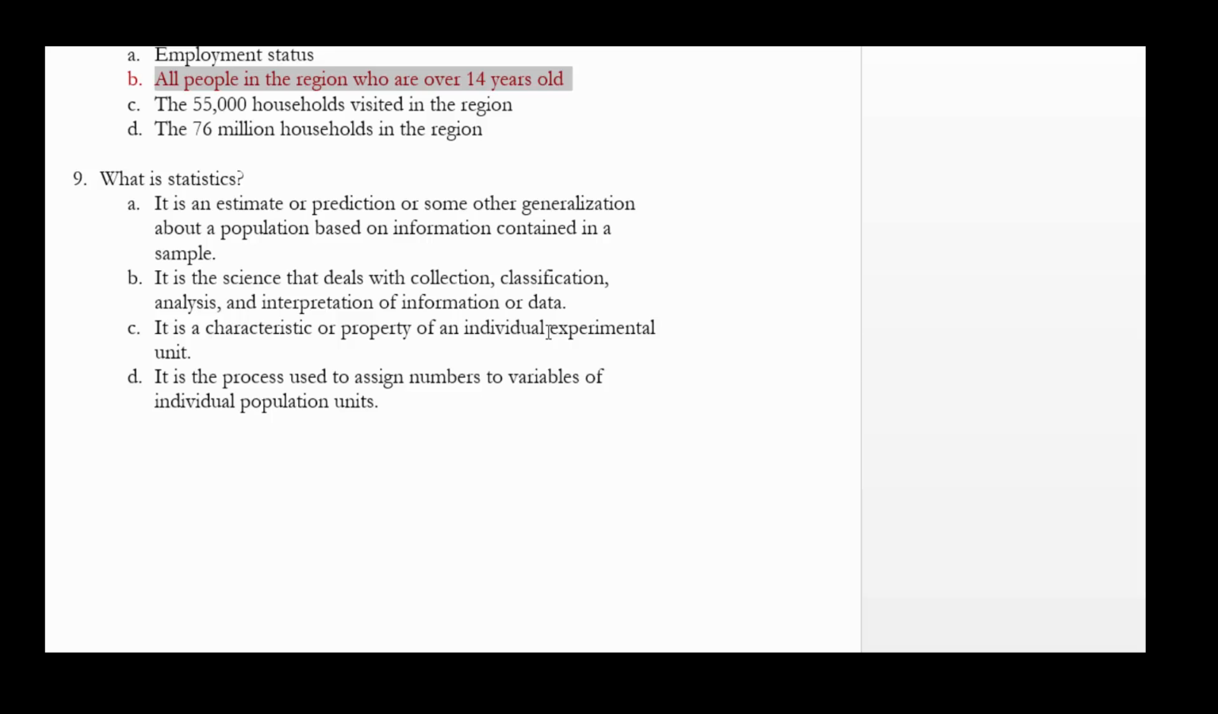And then what is statistics? It is the science that deals with the collection, classification, analysis, and interpretation. This first thing here is an estimate or prediction of some other generalization. That would be a branch of statistics, inferential statistics, but it's not the whole field. A characteristic or property of an individual experimental unit, that would be a variable. And a process used to assign numbers to variables of individual units, that's just measurement.